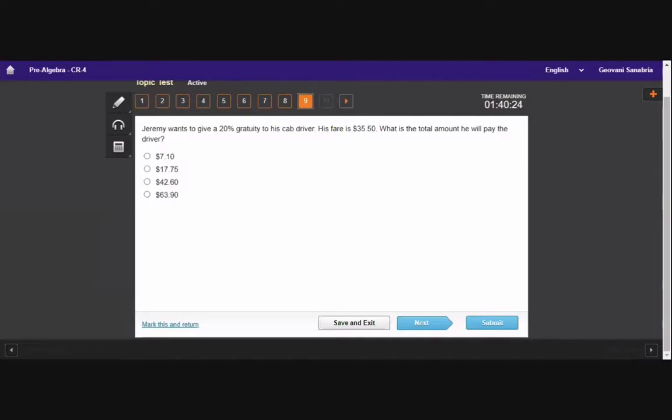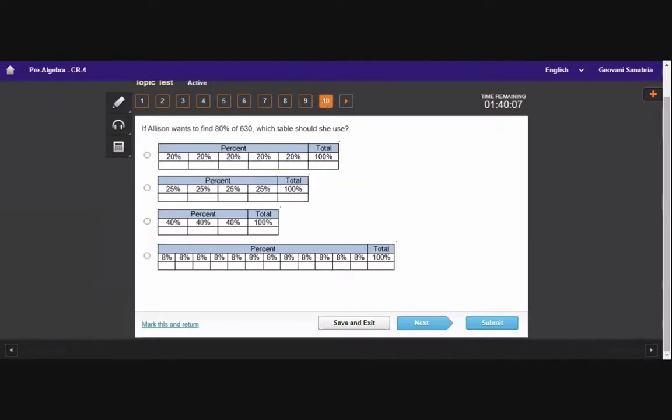What is the total amount he'll pay the drivers? $42.60. Yep. I'm telling you, some of them were super easy. But these are the ones now where they make you do it all weird. That's when I get lost, because I'm so used to using the calculator.